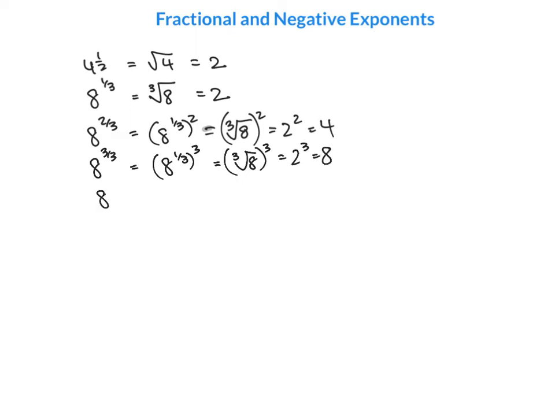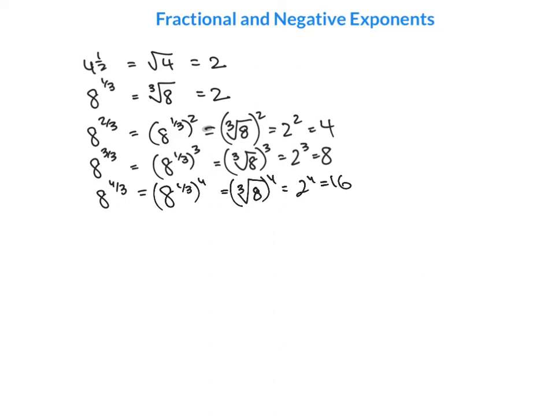What if I did 8 to the 4/3 power? Here's what it's asking me. What number multiplied 3 times gives me 8? That's 2. 2 to the 4th power is what it's asking for, but let's go ahead and follow our pattern. That would have been 8 to the 1/3 to the 4th power, which gives me the cubed root of 8. Raise that to the 4th power, where the cubed root of 8 is 2. 2 to the 4th power gives me 16.